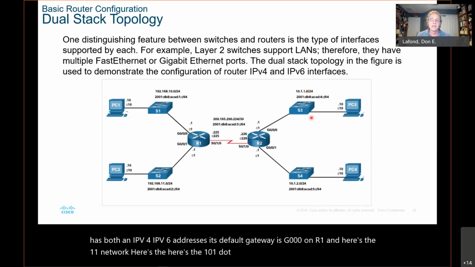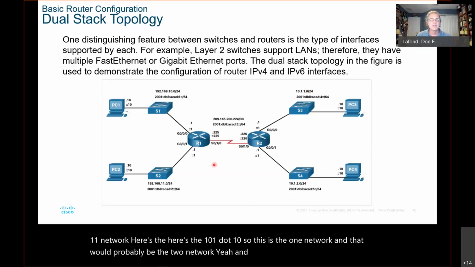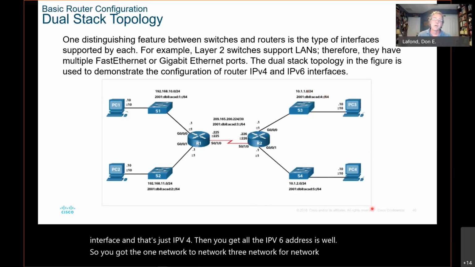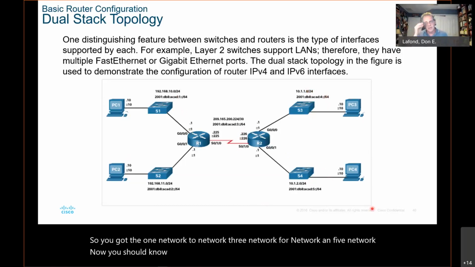So this is the 1 network, and that would probably be the 2 network. Yep. And then, of course, we have this interface, and that's just IPv4. Then you've got all the IPv6 addresses as well. So you've got the 1 network, 2 network, 3 network, 4 network, and 5 network. Now, you should know this already from your subnetting class in Cisco 1.